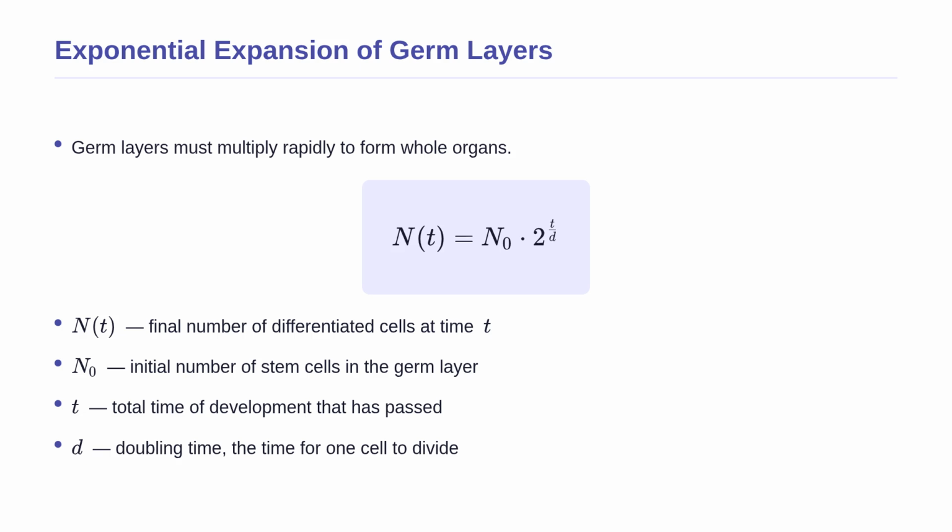If the initial cell count increases, the final organ size increases proportionally. If the doubling time decreases, cells divide faster, causing the population to skyrocket.